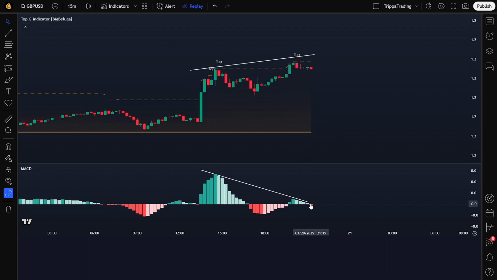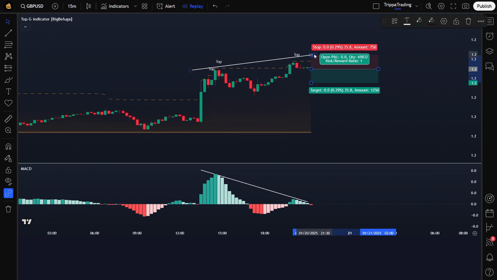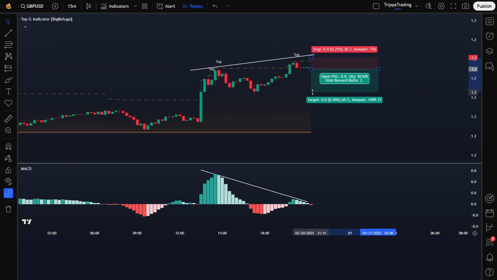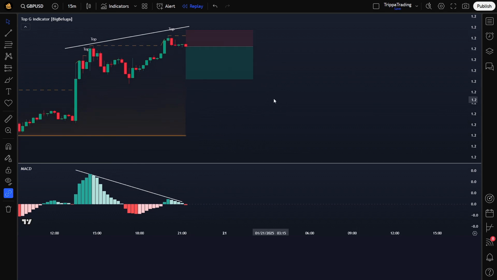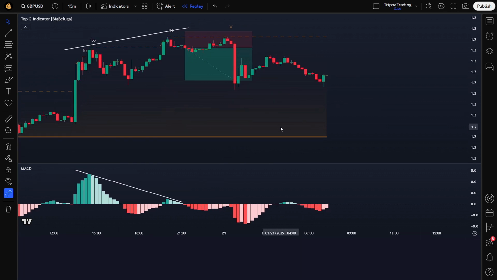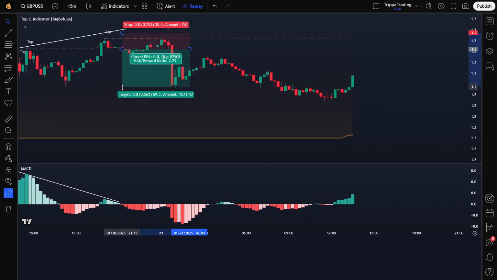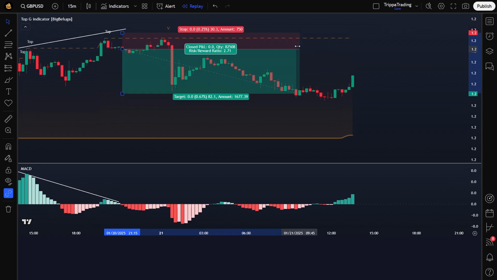The final confirmation comes when the MACD histogram turns red again, indicating a shift to bearish momentum. This is your entry for a sell position. So I will open a sell position here. You can place your stop loss above the upper band, just like I'm doing here. Set your take profit at 2 times the risk and let the trade run. Again, after some time, we can see this trade turned out profitable.